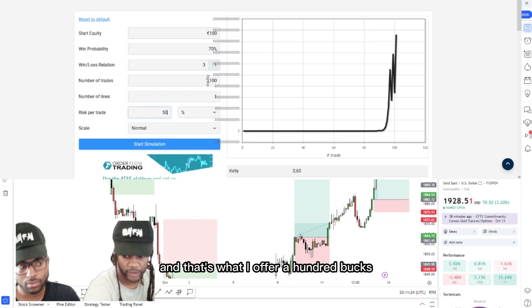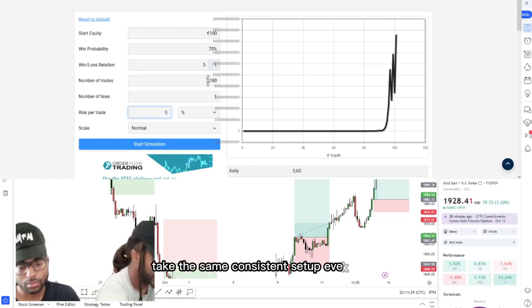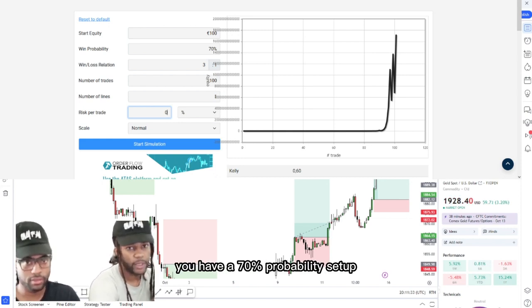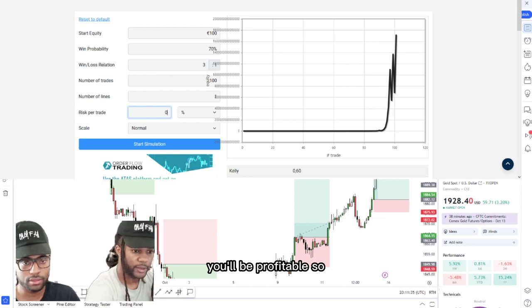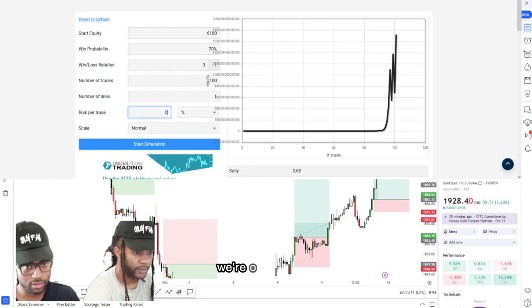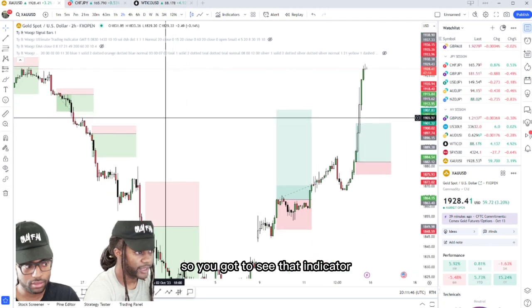And that's why I offer $100. You don't need much money to make money trading. You just need to take the same consistent setup every time and over, and if you have a 70% probability setup, you'll be profitable. So this is our goal with the indicator. We wanted to make sure that everyone was able to be profitable traders, and we were able to do it. So let's go back into the indicator now. So you got to see that indicator.